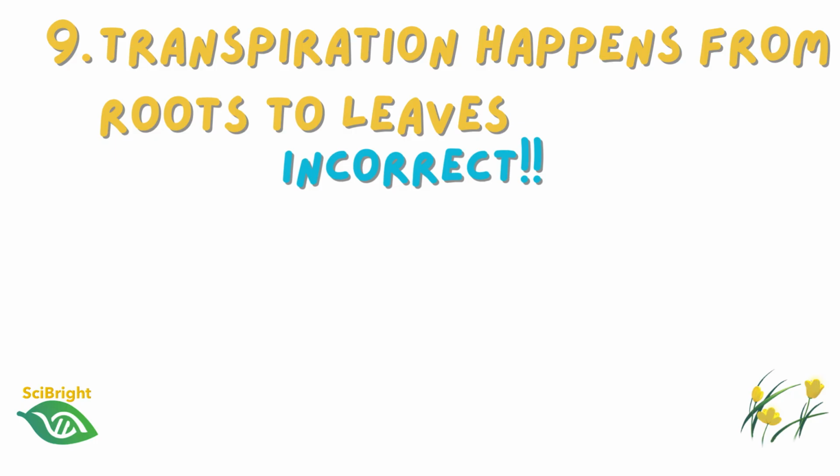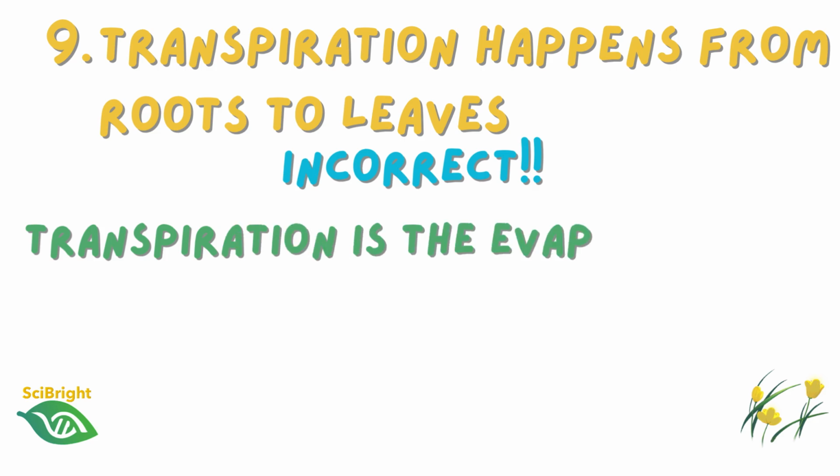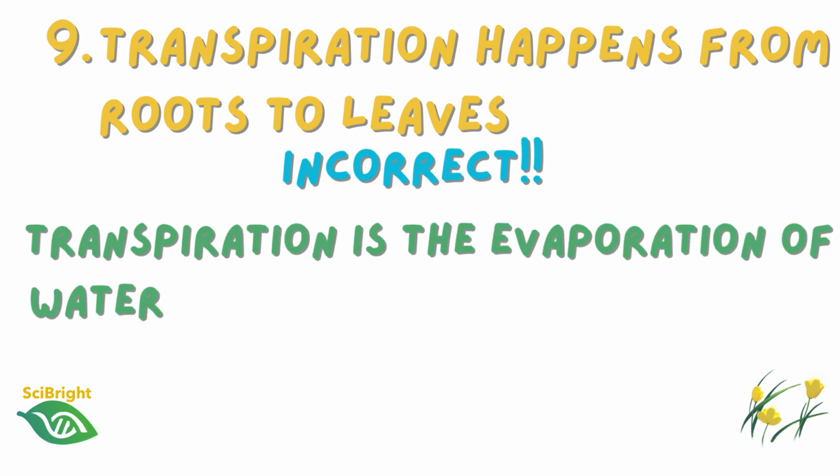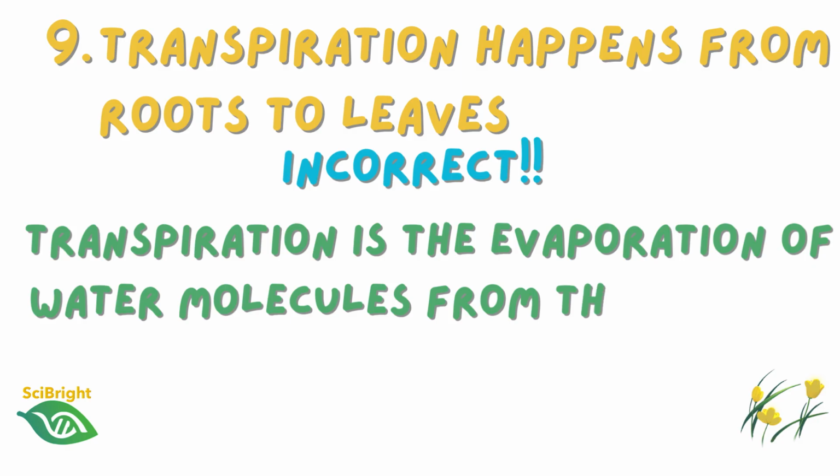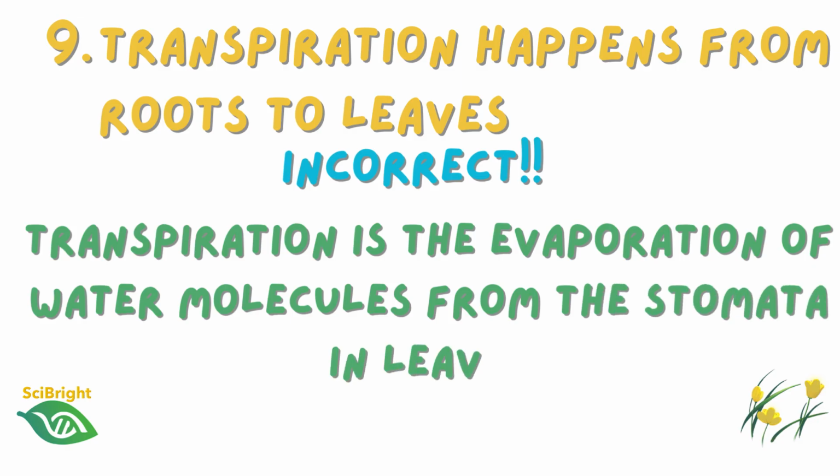So error number 9, transpiration happens from roots to leaves. Here there is a clear lack of understanding of the definition of transpiration. Transpiration is the evaporation of water molecules from the leaf stomata. Water uptake in the roots is not transpiration. The transpiration stream, however, does run from root to leaf.